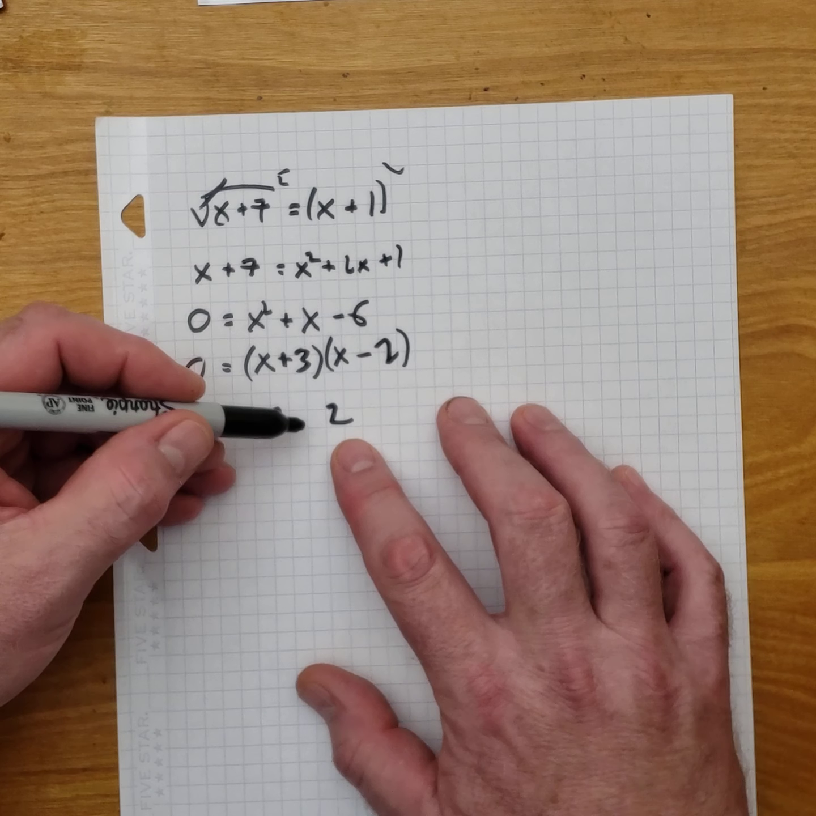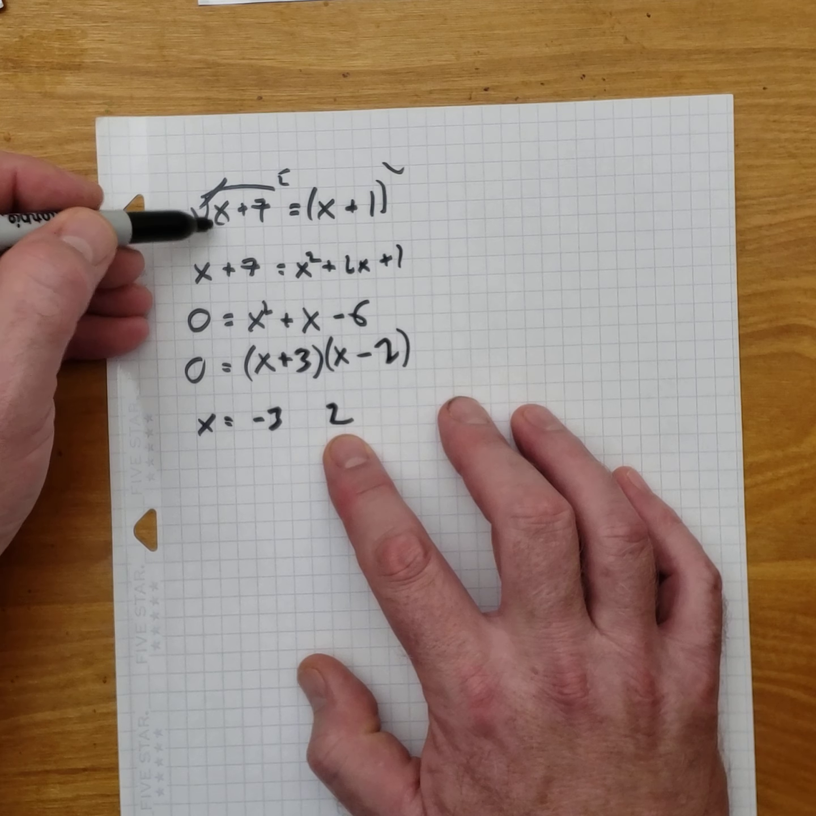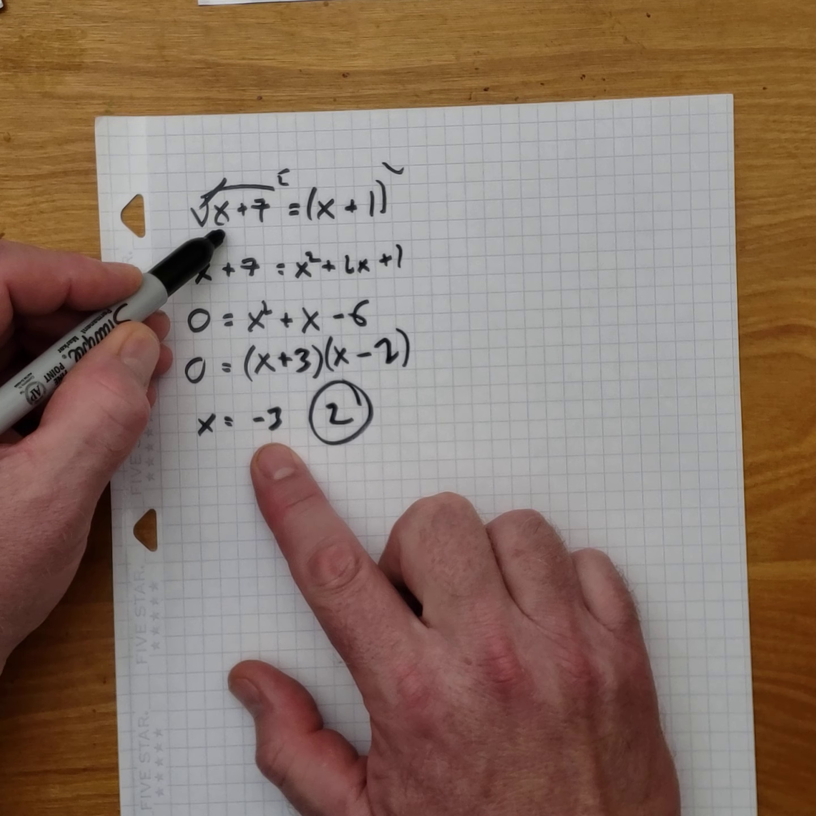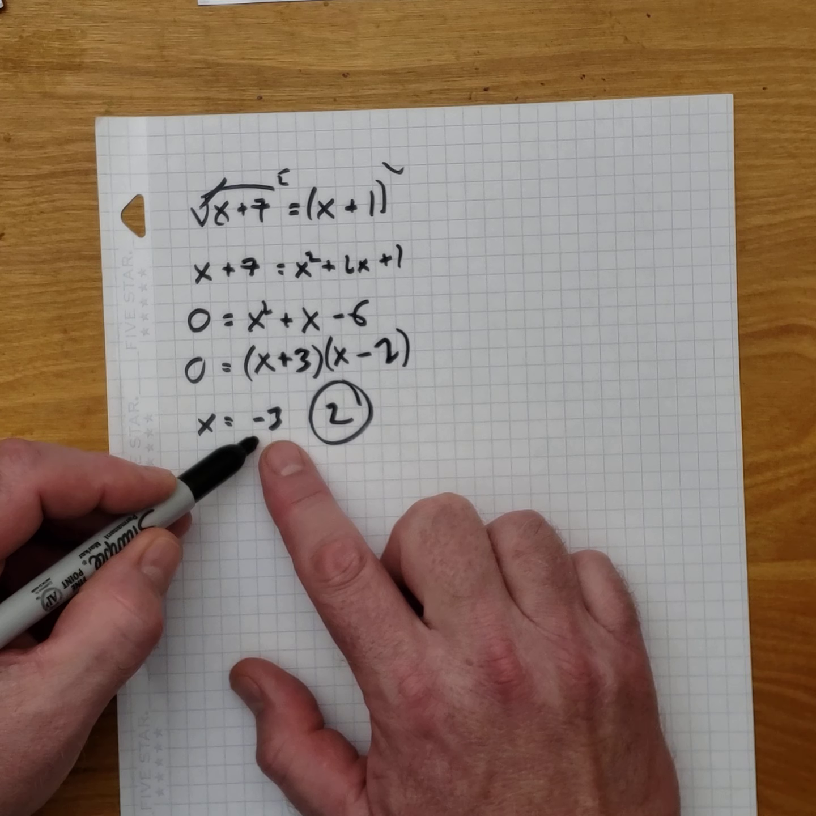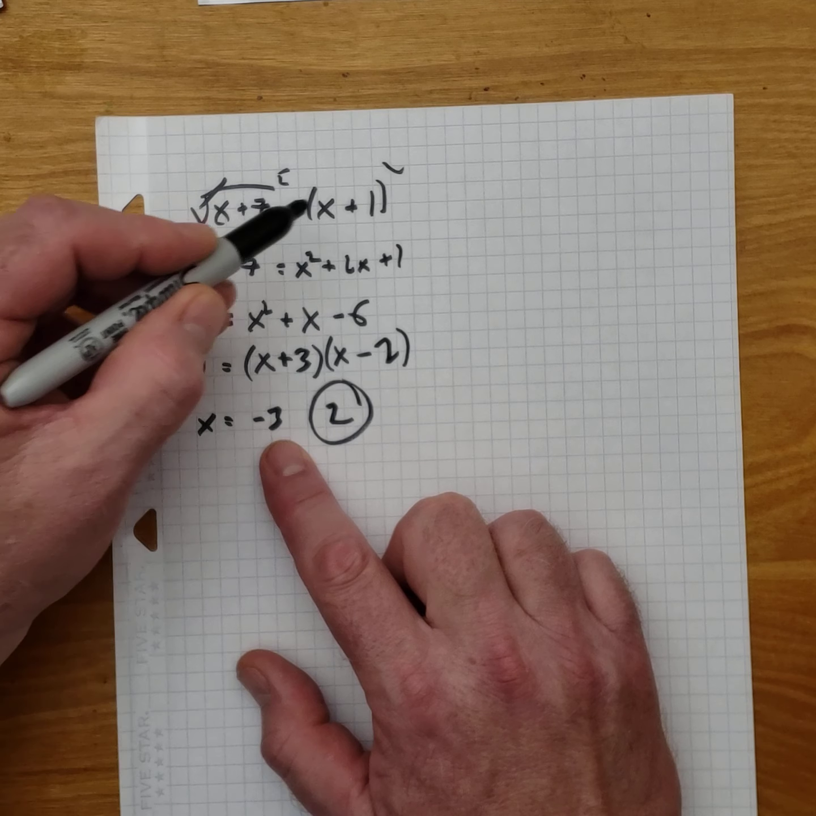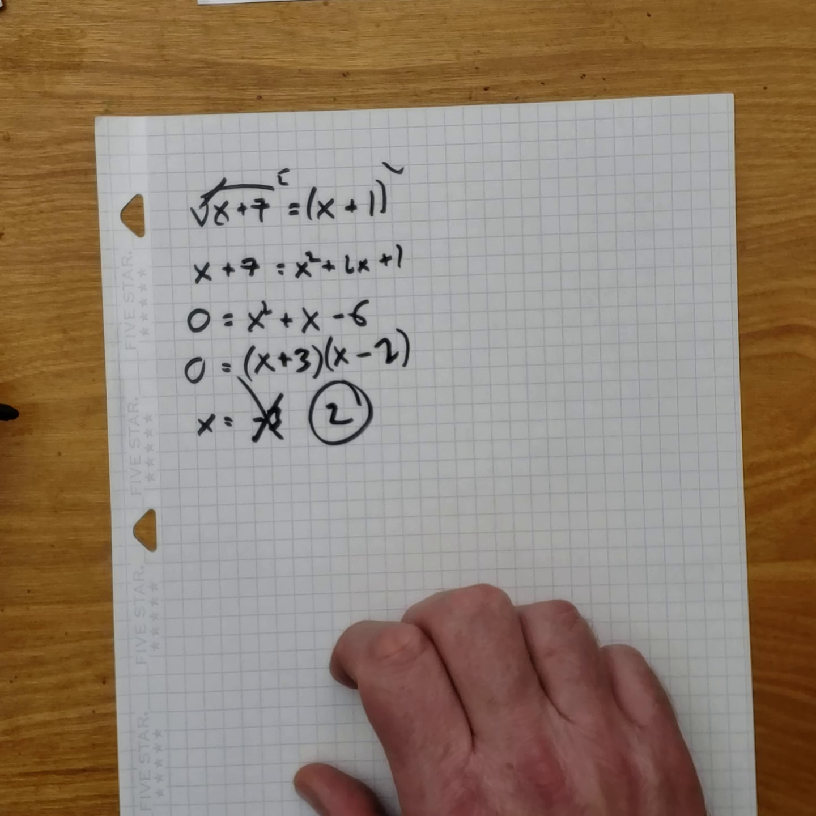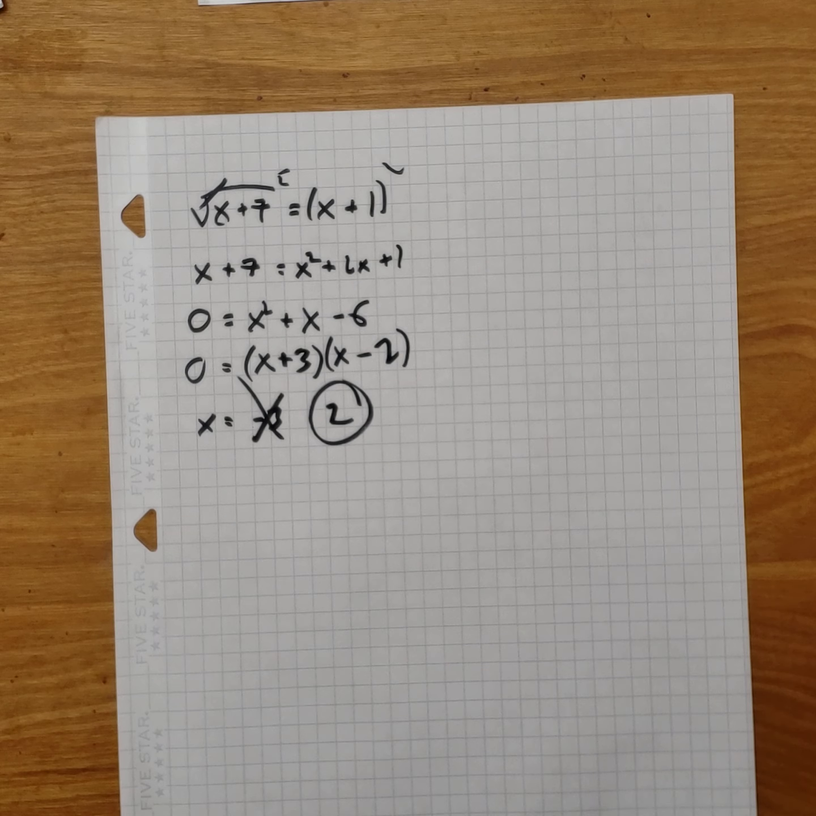Go back and check. If I put a 2 in here, I get 2 plus 7 is 9. The square root of 9 is 3. 2 plus 1 is 3. I get 3's on both sides. That one works. Put in a negative 3. That would give me the square root of 4 here. Negative 3 plus 7 is 4. Square root is 2. If I put a negative 3 here, negative 3 plus 1 is negative 2. So I get a positive 2 on this side, a negative 2 on that side. Those are not the same, so the negative 3 doesn't work. So we have one solution that works here also, which is 2. And that is radical equations.